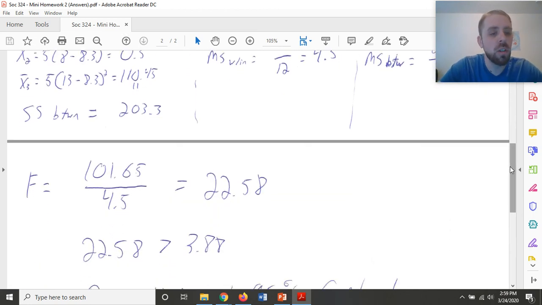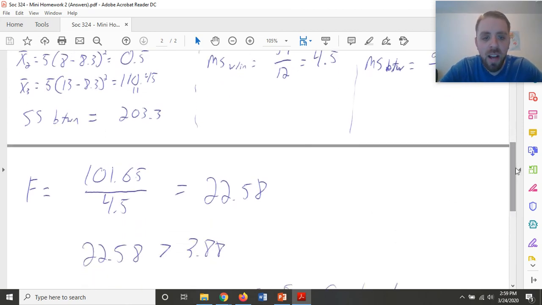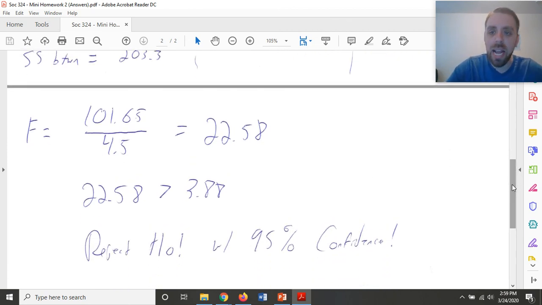F equals 101.65. Let me just double check that. Yep, 101.65 divided by 4.5 gives me 22.58. That's a large value here. So I ask you, is 22.58 greater than 3.88? Yes, it is. So therefore, we reject the null hypothesis with 95% confidence and conclude you're all about to be extremely stressed in a few weeks, right? We conclude with 95% confidence that there is a significant relationship between the time of the semester and student stress levels, okay?